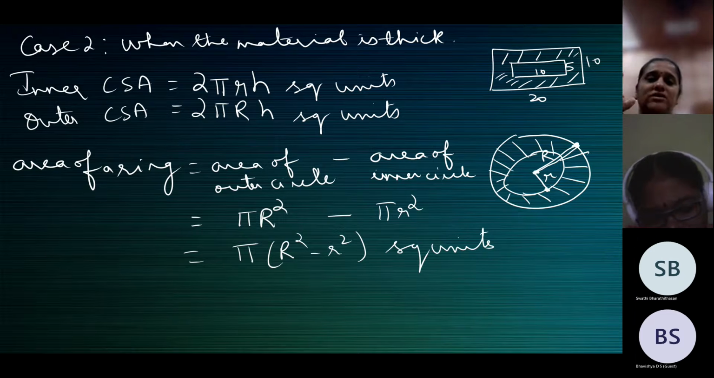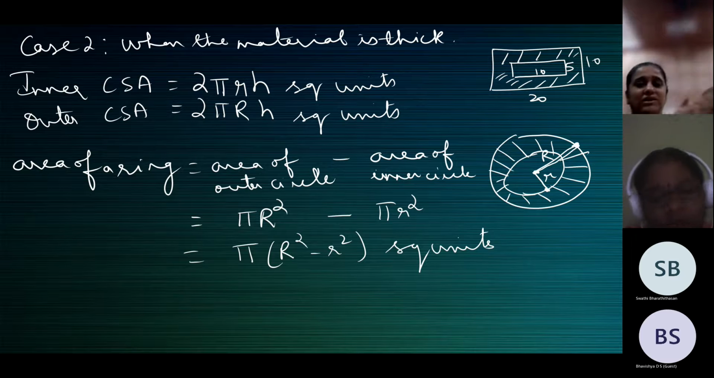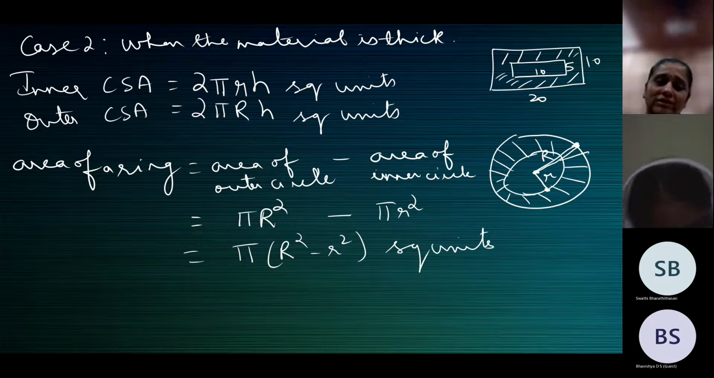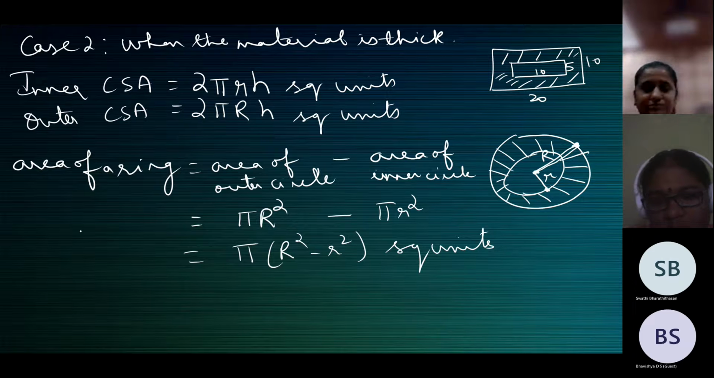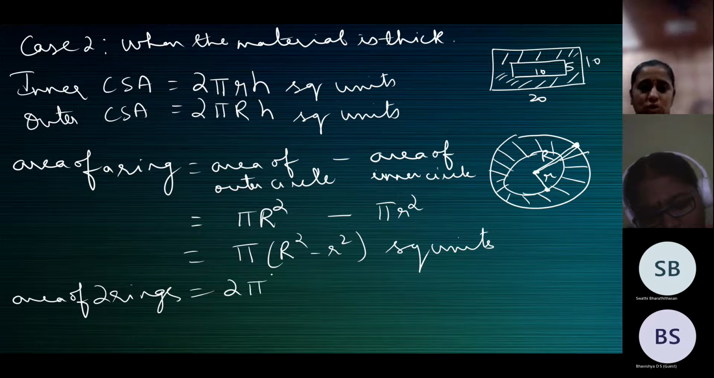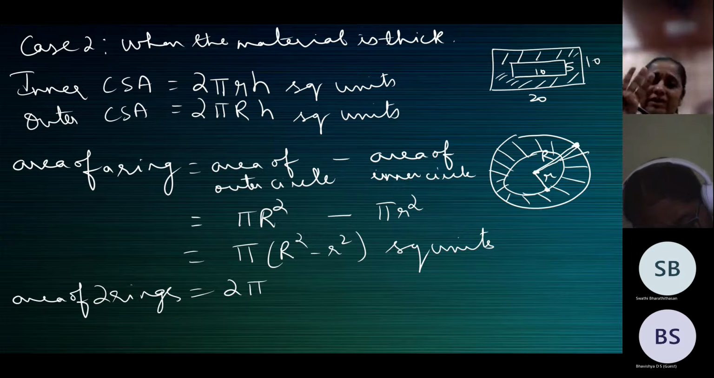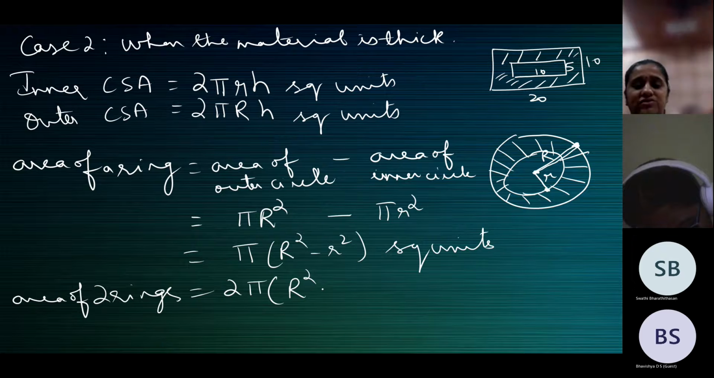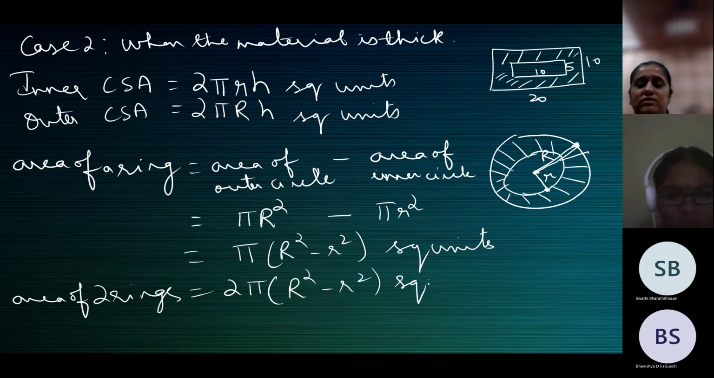What will be the area of two rings? Multiply this answer by 2. See, there is one ring here, there's another ring here, a similar ring. So for two rings, multiply this answer by 2. Or you can say 2 pi into R square minus r square is the area of two rings. You're doubling it, like if 1 is 5, 2 will be 2 into 5. Similarly, 2 into pi into R square minus r square, square units.